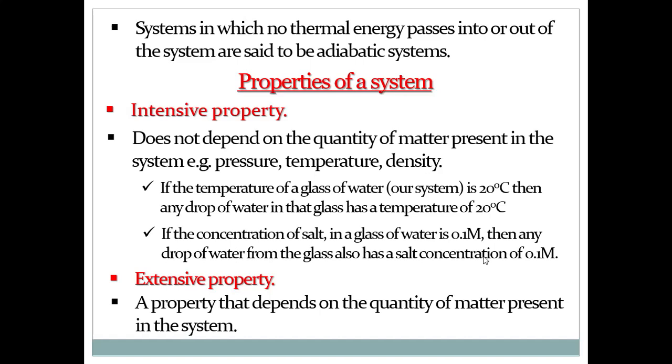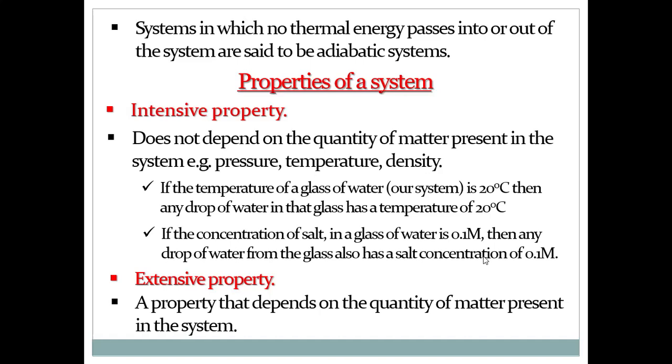Systems in which no thermal energy passes into or out of the system are said to be adiabatic systems. Take note of that. So we have properties of a system. We have the intensive property. So what do we mean when we say intensive property? These properties do not depend on the quantity of matter present in a system. What do we mean? Let's give some examples. We have pressure, temperature, density.